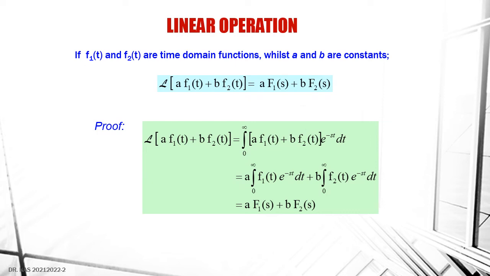Okay, the first one is linear operation, in which when you have variables multiplied in time domain, the same variables or parameters will be multiplied in S domain as well. So in here you may notice that f1(t) is multiplied by a and f2(t) is multiplied by b, so the same variables will be multiplied in S domain as well, a for f1 and b for f2.